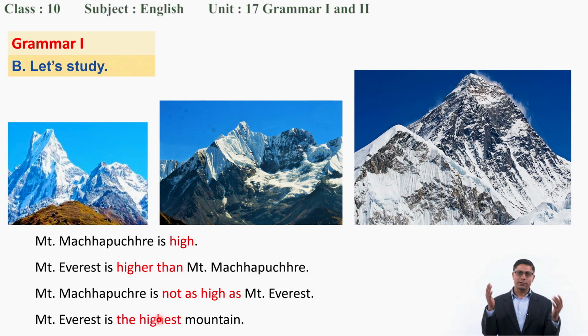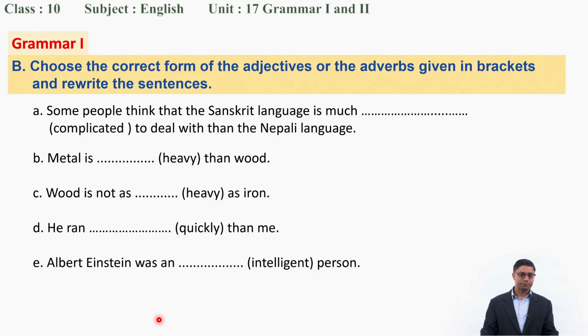Dear students, I hope you understood it. Now let's move on to the exercise. Are you ready? Wonderful. Choose the correct form of the adjectives or the adverbs given in brackets and rewrite the sentences. See there, you have been given the words in brackets, either adjectives or adverbs, and you have to use the correct form, meaning positive, comparative or superlative forms. Okay? So let's begin with the first one.